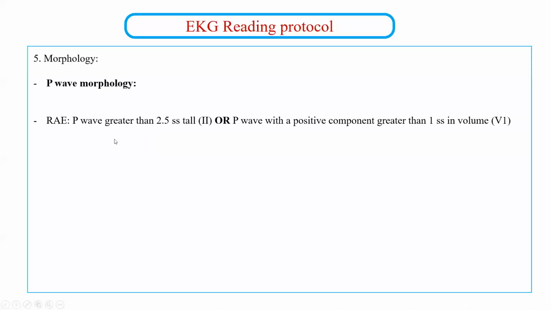Number 2 is right atrial enlargement. Right atrial enlargement also has 2 criteria. If the P wave is greater than 2.5 small squares in height, more than 2.5 small squares tall, in lead 2, or the P wave positive component is more than 1 small square in V1. Either one of them will give you the diagnosis of right atrial enlargement.